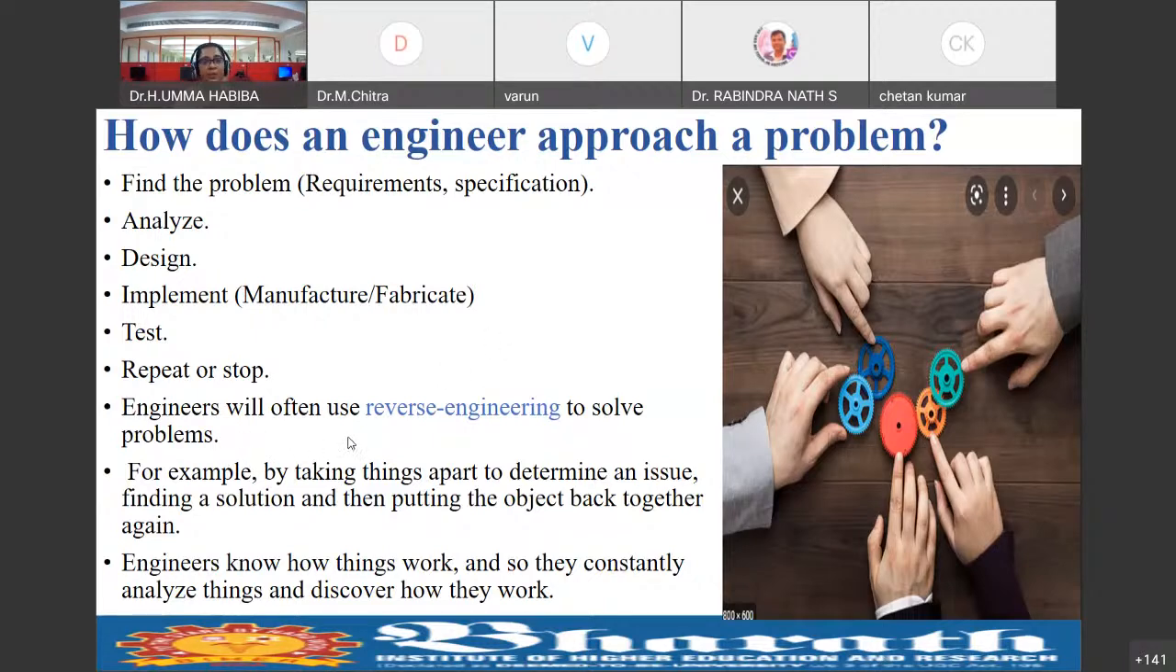Or engineers will often use reverse engineering to solve problems. For example, by taking things apart to determine an issue, finding a solution, and then putting the object back together again. So this is another way of solving a problem, a kind of reverse engineering. Engineers know how things work, and so they constantly analyze things and discover how they work.